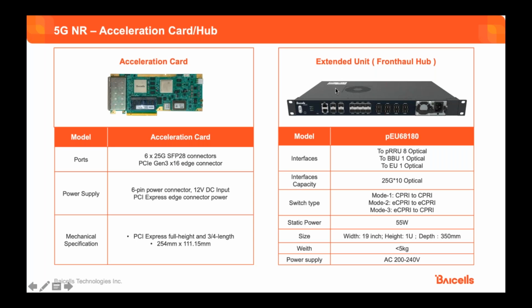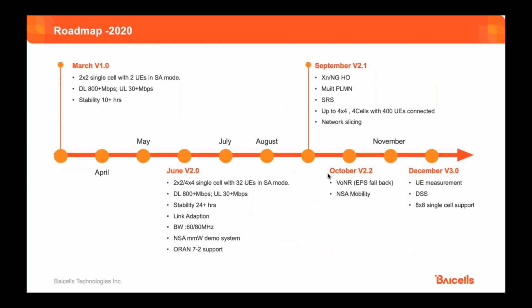Another unit that we're introducing is called the extended unit, which is a front hub. It has many optical interfaces and will connect the radio units, through all these optical connections, to the BBUs. For scaling, it connects like a piggy bank to another extended unit to have more radios connected to BBUs. So you can scale it the way you see fit for your network.